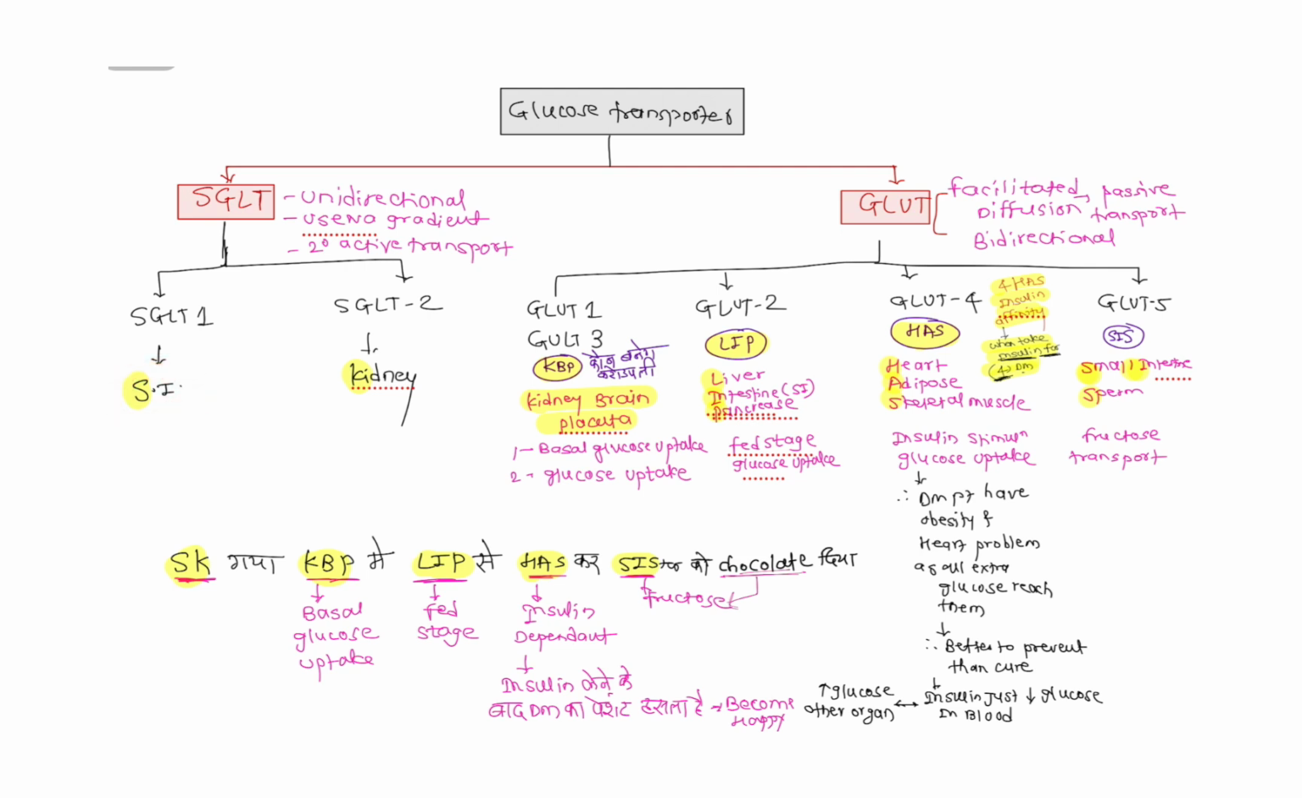Now there are two kinds of SGLT: SGLT1 and SGLT2. SGLT1 receptors are present in the small intestine. SGLT2 receptors are present in the kidney, which are responsible for glucose transport. The GLUT family is very important.